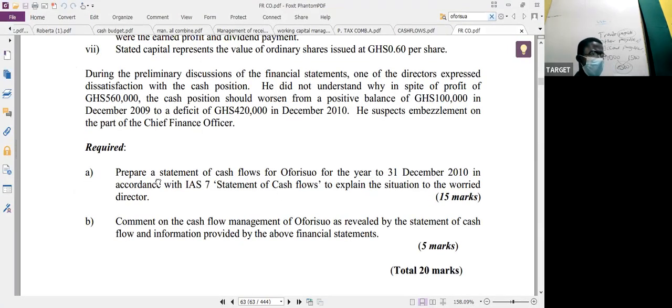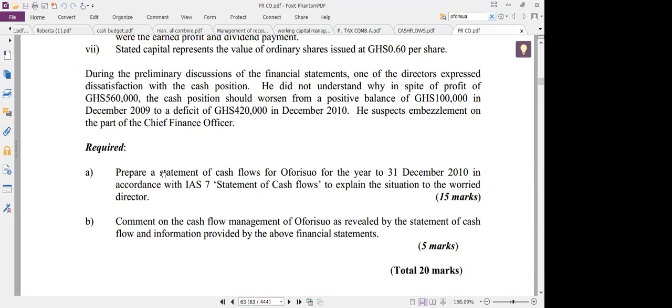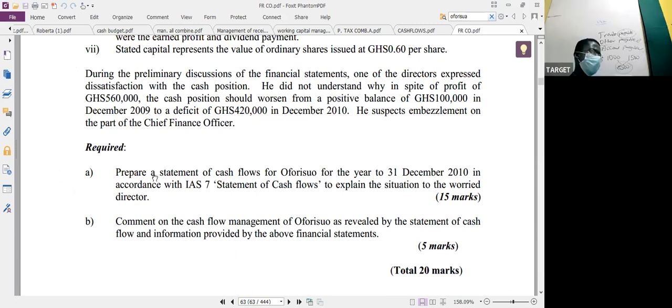Now my team are in position. Prepare. In fact, let me mention it again. Prepare a statement of cash flows. Like I told you, it is cash flows, not cash flow. The statement of cash flows for Oforisua for the year ended 31st December 2010, in accordance with IAS 7, statement of cash flows, to explain the situation to a warrant director.